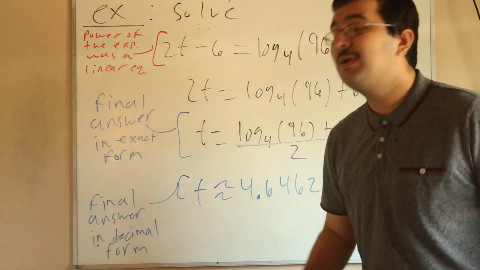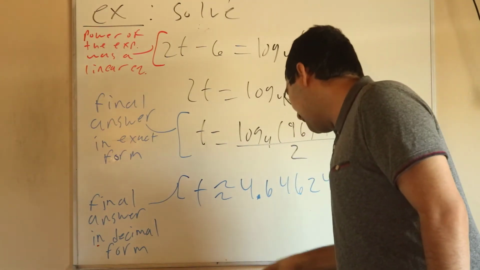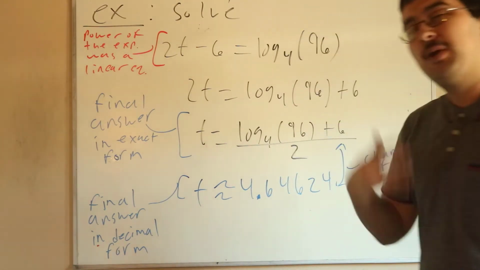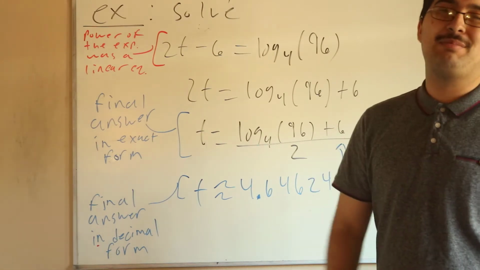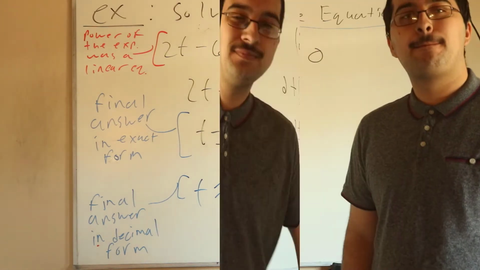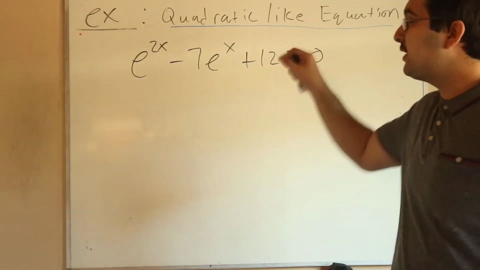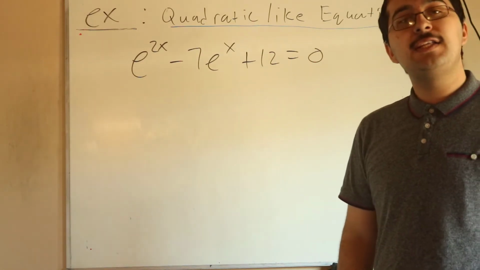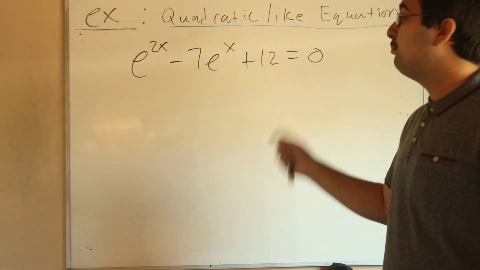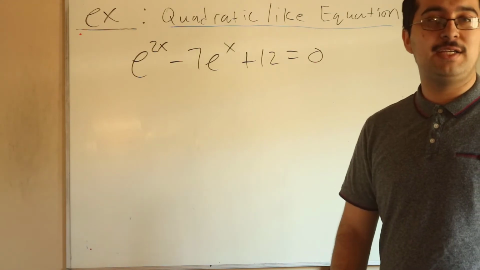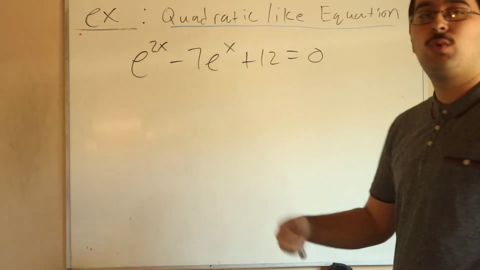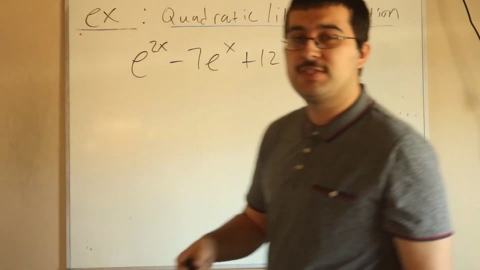Let's get into, I think, our last exponential example, and it's a much more interesting type of problem, at least in my opinion. So let's go ahead and give that a shot. Okay, so for our next example, let's consider the following equation: e to the power 2x minus 7 times e to the power x plus 12 equals 0. We want to solve this now.